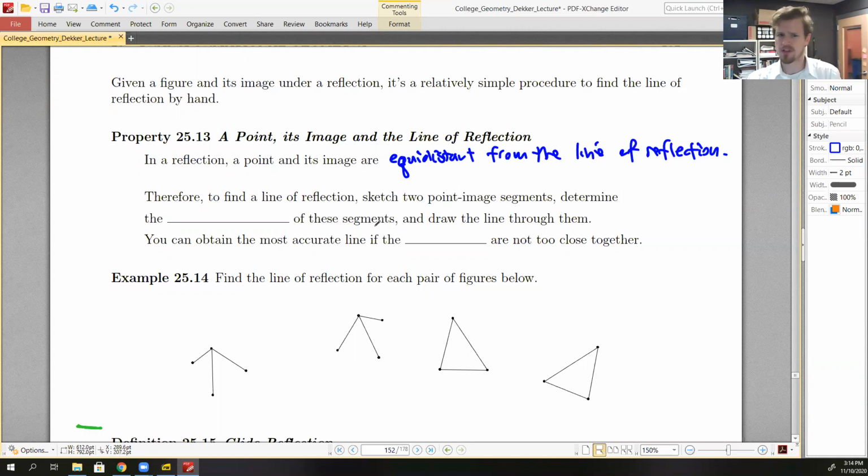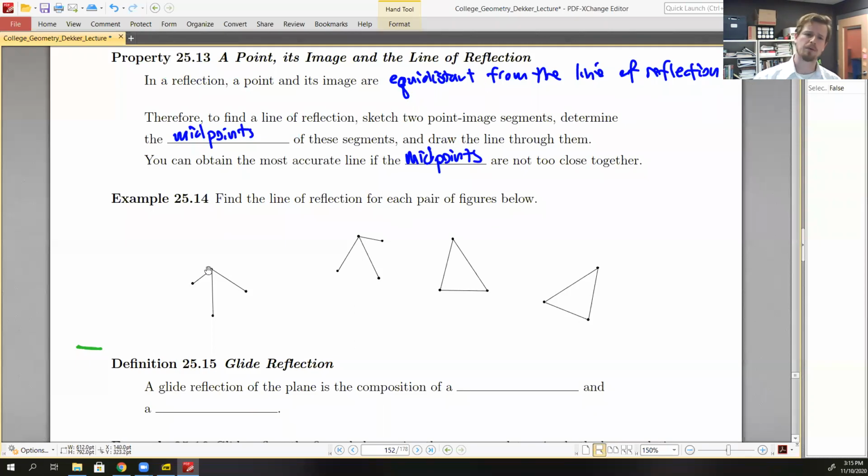To find a line of reflection, all we have to do is sketch 2 point image segments, find the midpoints of those segments, and then draw the line through those 2 midpoints. Now, the closer they are together, the less accurate we are. The best way to do this is to find two point image segments that are as far away from each other as possible. So we can obtain the most accurate line if the midpoints are not too close together.